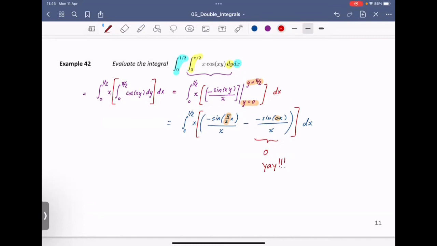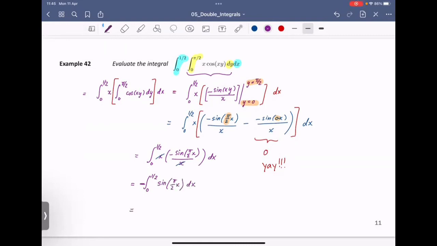And then this term, if you don't like it, pull out 1 over x first, it's going to cancel out. But let's go slower than that. So integrate 0 to 1/2 x times negative sine pi over 2x over x dx, right? Looks simple now. X cancels out. So you're going to have integrate 0 to 1/2 and pull out negative sign. So sine pi over 2x dx.